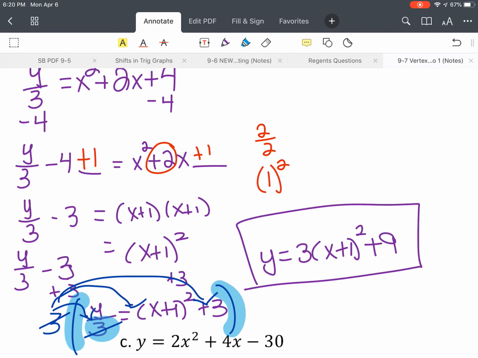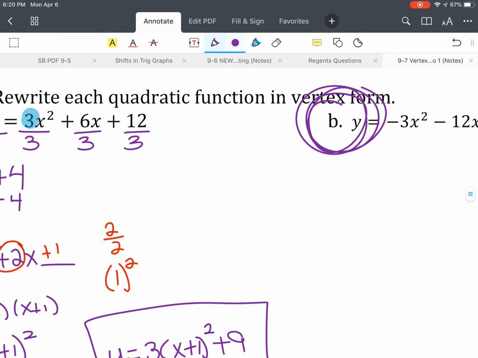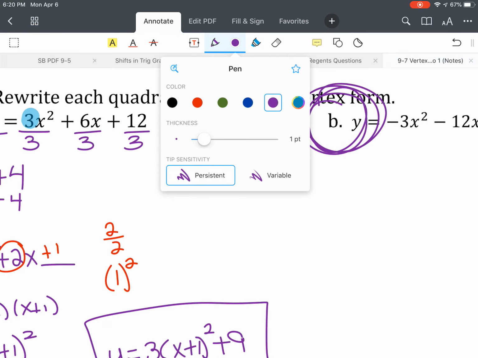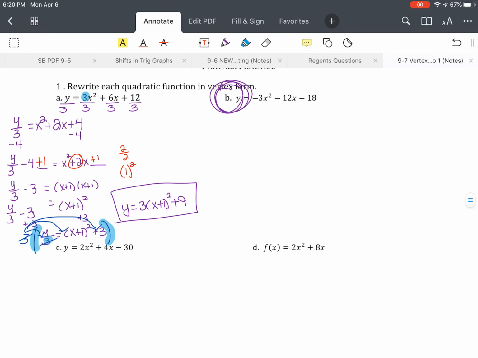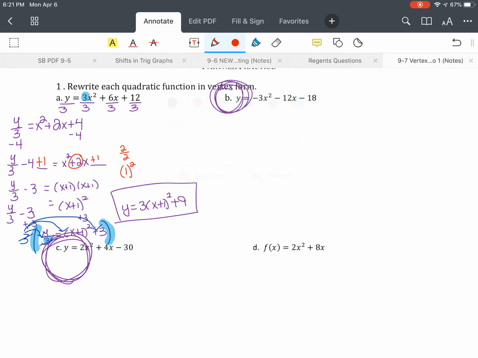What I would like you to do to submit is I'd like you to do B. And I would like you to do C. Don't forget to divide by whatever's in front of the x squared. So in B, just kind of give you this little bit to start. You need to divide everything by -3 and go from there. Okay, everyone, keep up the good work.